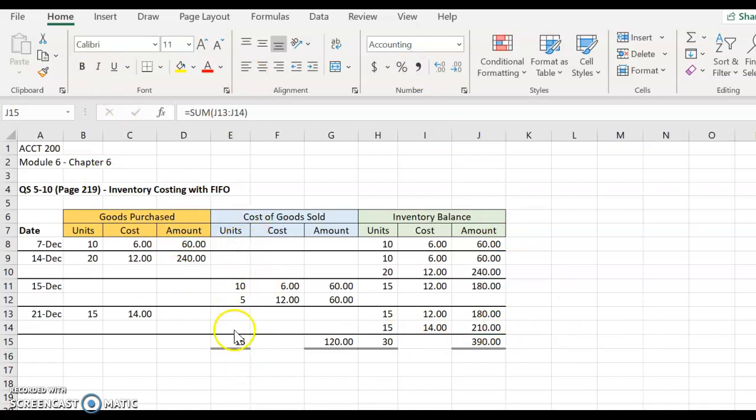In summary, I sold 15 units that have a cost of $120 total. That will go to my income statement as cost of goods sold. I have remaining in inventory 30 units that I will report on my balance sheet for a value of $390.